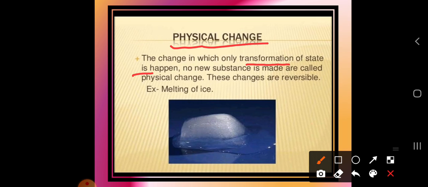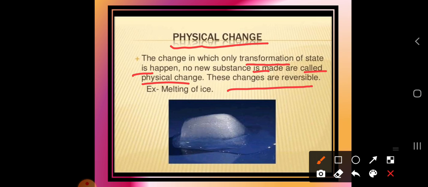So, transformation of state means what? What are the states of matter? That is solid to liquid, liquid to gas. So, in a physical change, the change in which only a transformation of state happens and no new substance is made is called a physical change, and these changes are reversible. Reversible means it is easy to convert one form to another form.